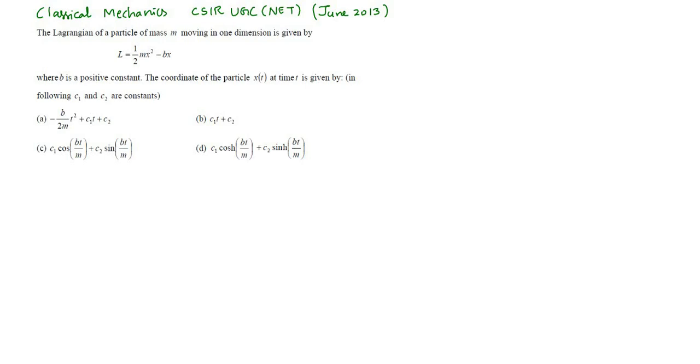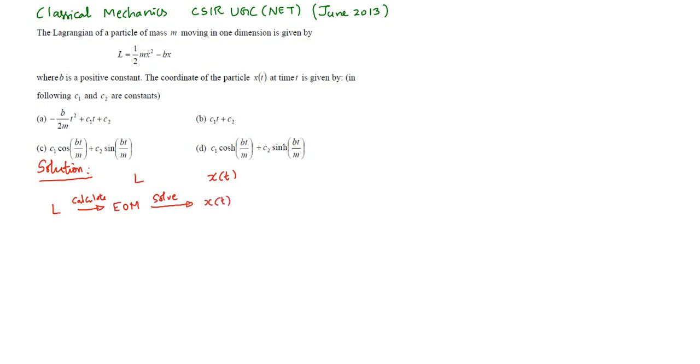So four options are given. We have to choose the correct one. The solution to this problem: what is given? The Lagrangian. Now what we have to calculate? x of t. The method is, given the Lagrangian, calculate the equation of motion and solve it. First calculate the equation of motion, solve this, and you will get x of t.